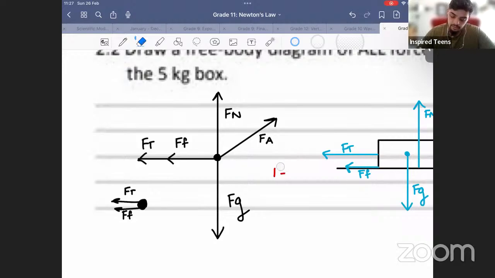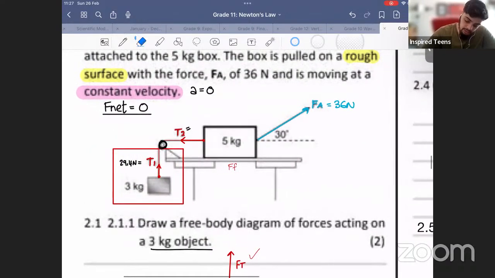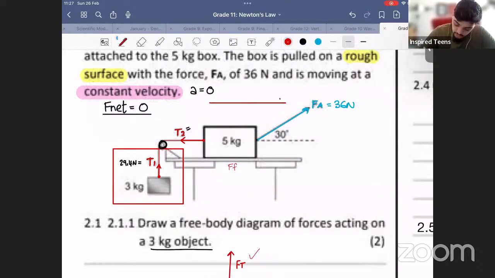Let me explain friction quickly. We're drawing it for the 5 kg object. The direction of motion for this question is to the right. Since the direction of motion is to the right, and friction is always opposite to the direction of motion, friction will be to the left in that case. Friction always opposes the direction of motion.